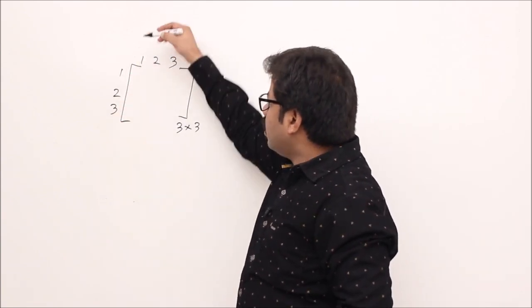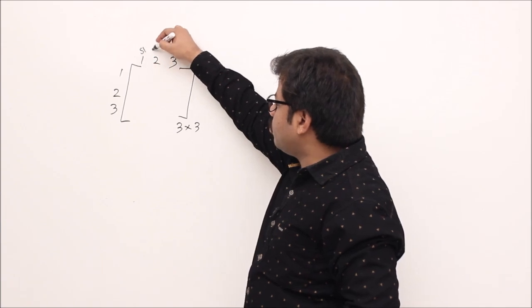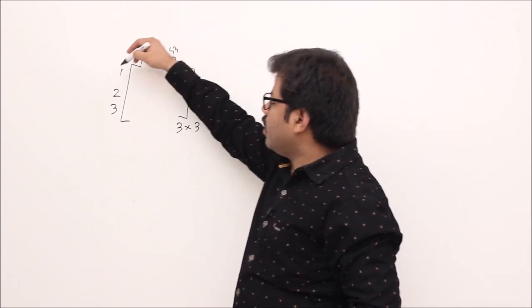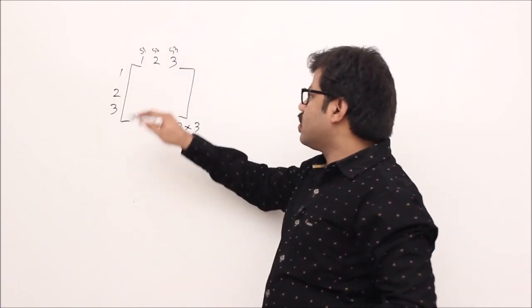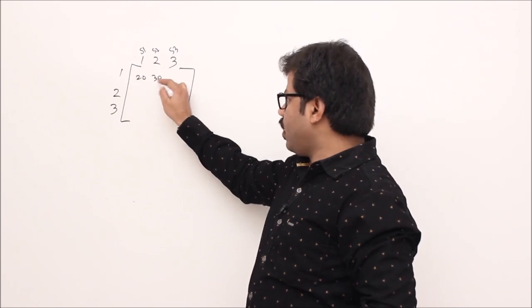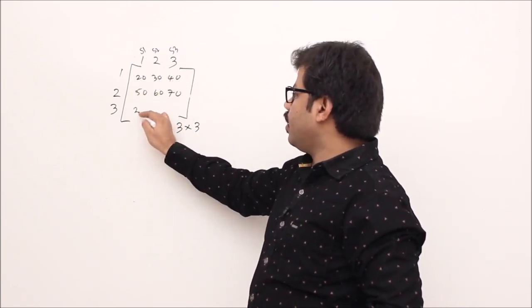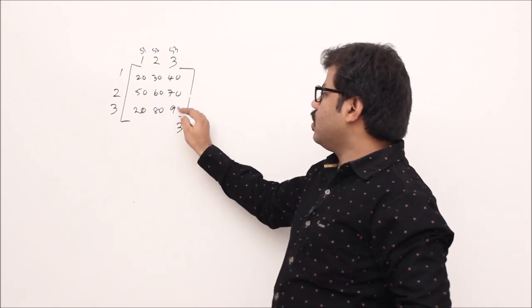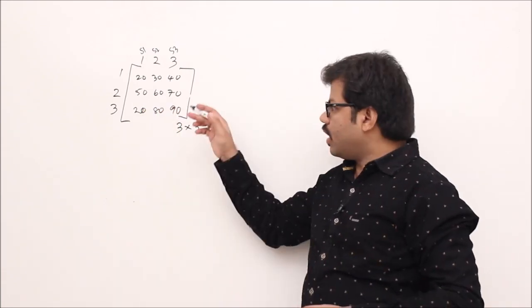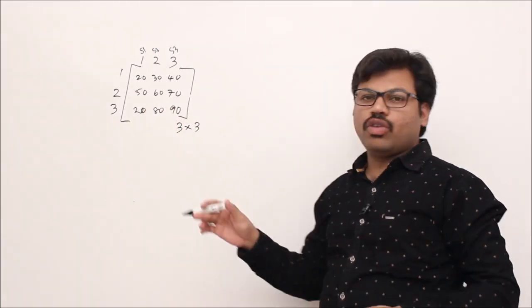There are three students and there are three subjects, subject 1, subject 2, subject 3. Their marks may be 20, 30, 40, then 50, 60, 70, and 20, 80, 90, something like that. So this is the data. Whenever I want to represent this kind of data, I go for a two-dimensional array.